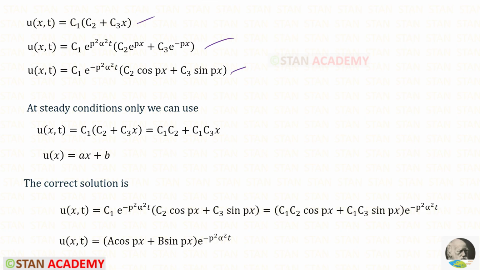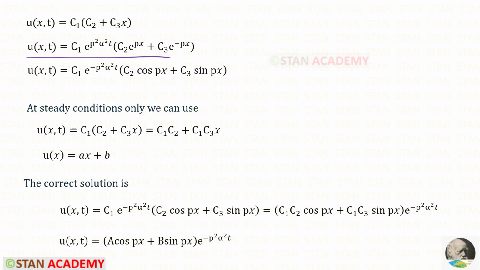We have found three equations. Let us check one by one and find the correct solution. We need to find a solution in terms of x and t, but you can see that here t is missing, only x is there. So using this equation, it is not possible to measure the temperature at a given time. So this equation is only applicable for steady conditions. We can rewrite the equation. We can multiply c1 with these two so that we will get this. We can keep c1, c3 as a and c1, c2 as b.